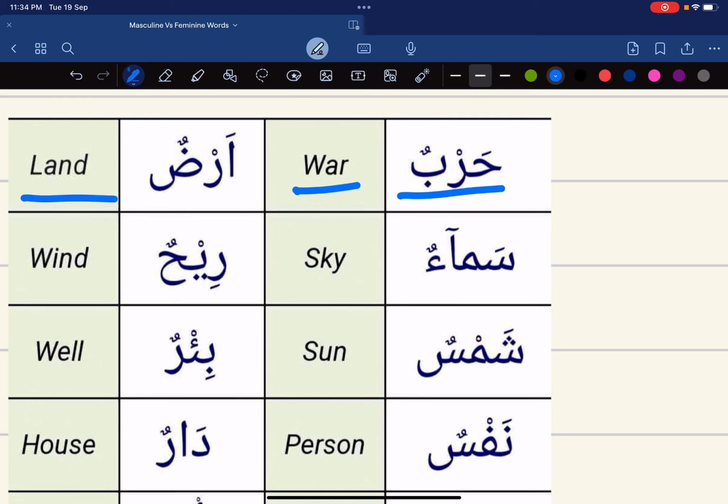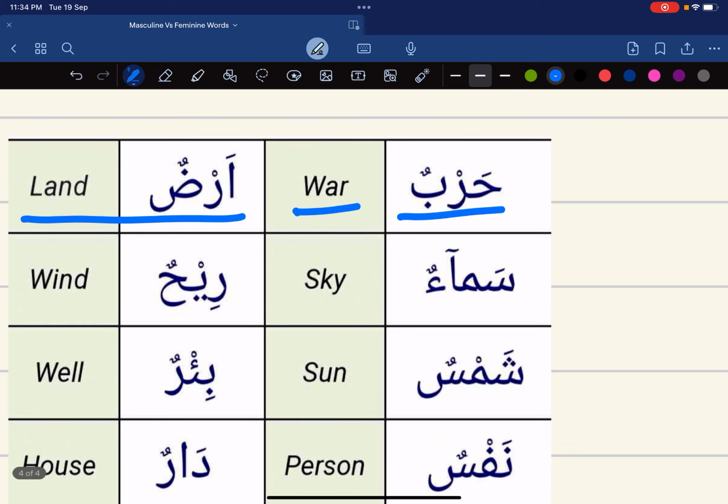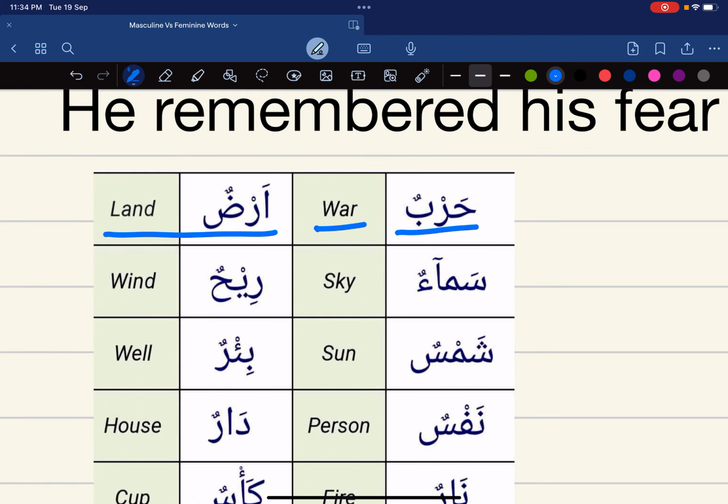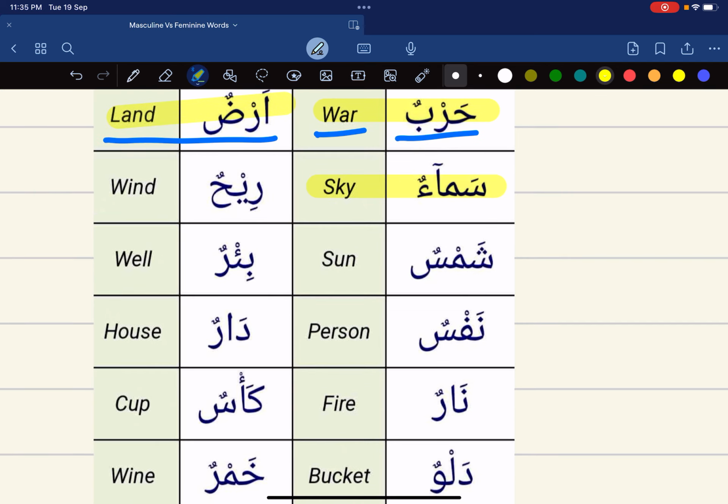And then we have the word ardun. Surprisingly, the word ardun sounds a lot like earth, right? Ardun, earth. So that's a very neat way to remember this word. Harbun, war, ardun, earth. Sama, this is a word we all know.